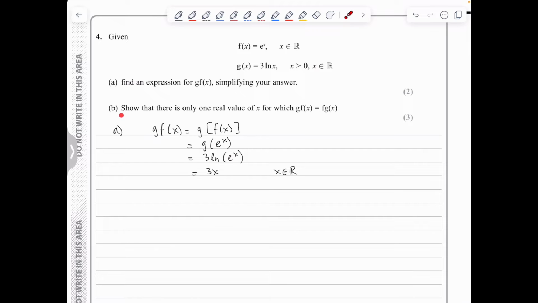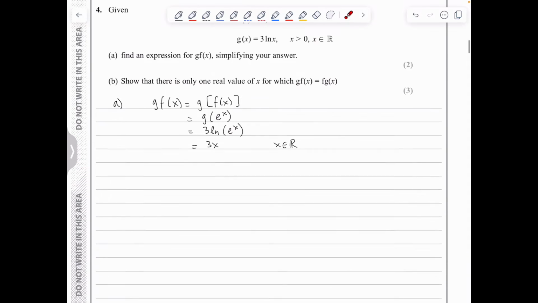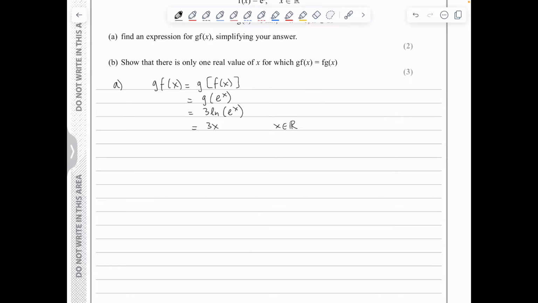We are then asked to show that there is only one real value of x for which g f of x is equal to f g of x. So it makes sense to start by finding an expression for f of g of x. So f g of x is f of g of x. We have that g of x is 3 ln x, so we're looking at f of 3 ln x, which is going to be e to the 3 ln x, which leads to e to the ln of x cubed, and therefore it's x cubed.